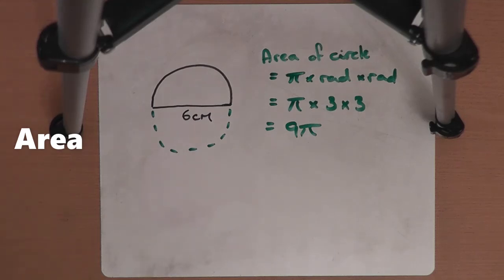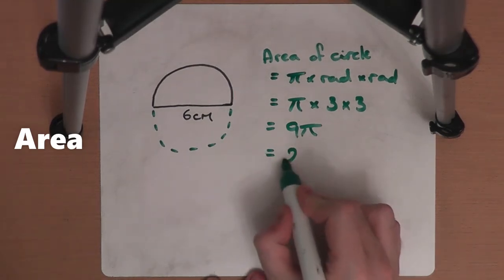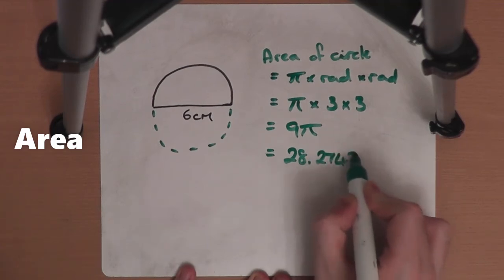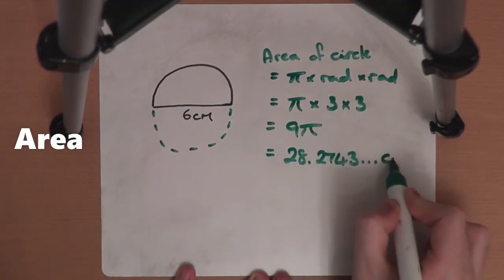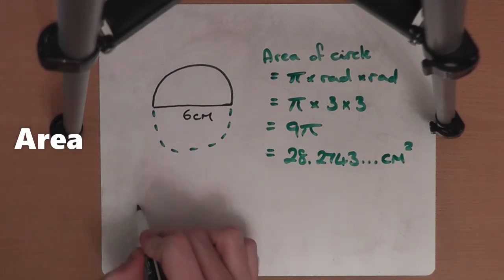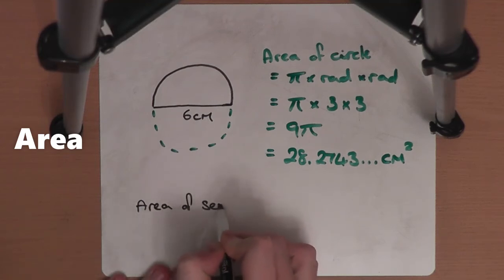Or, if I do that on my calculator, I could put pi times 3 times 3 into my calculator, and I will come out with 28.2743 centimetres squared. Which is fair enough. That is the area of the circle. So how then can we use that to find the area of the semicircle? Which is what we are after.